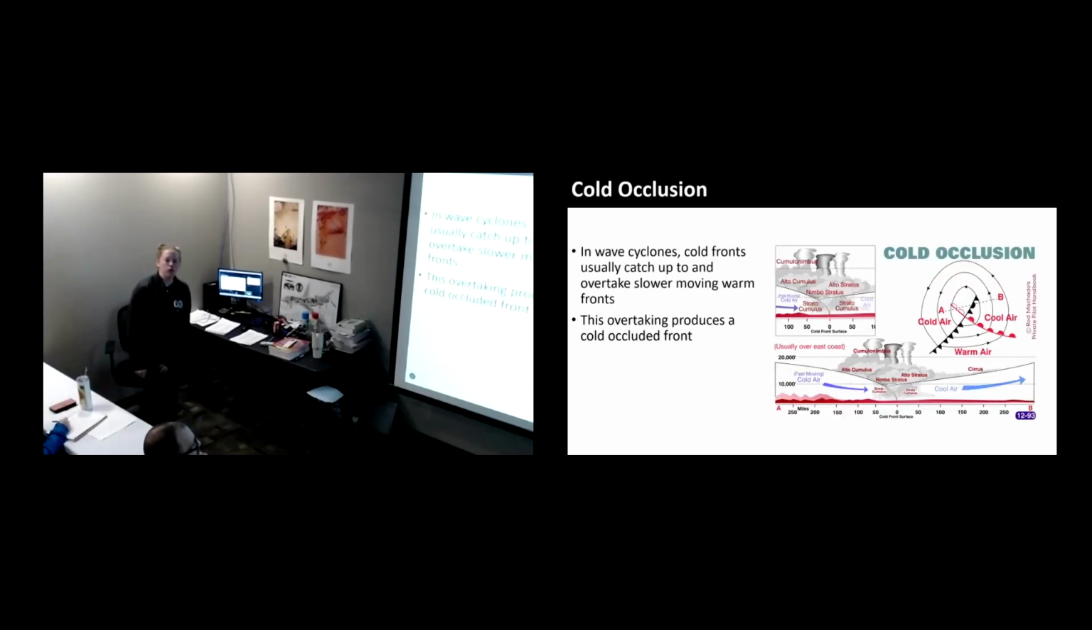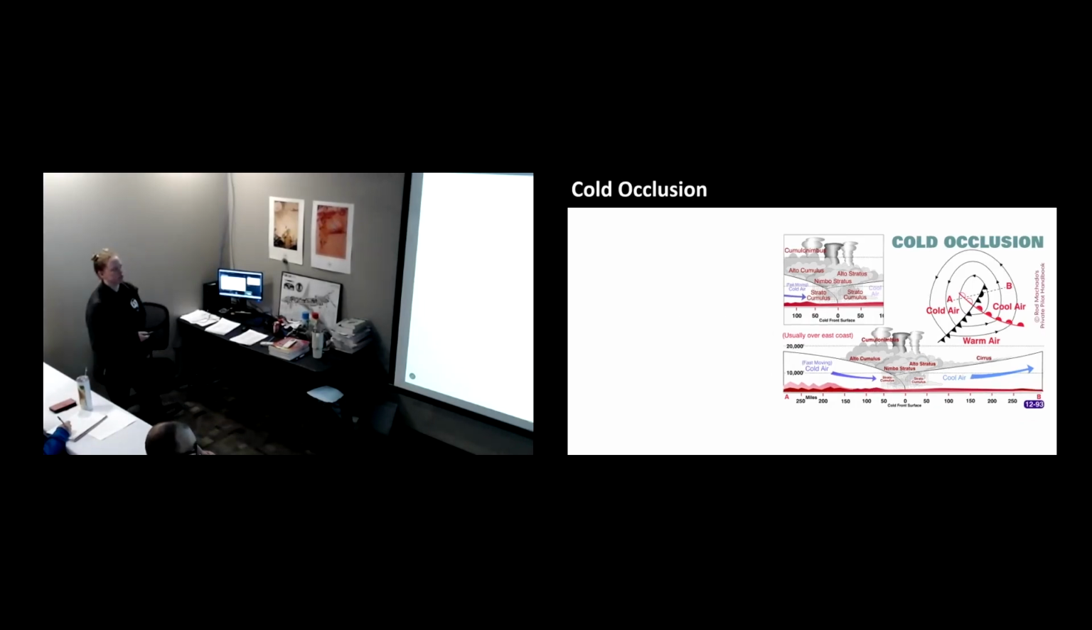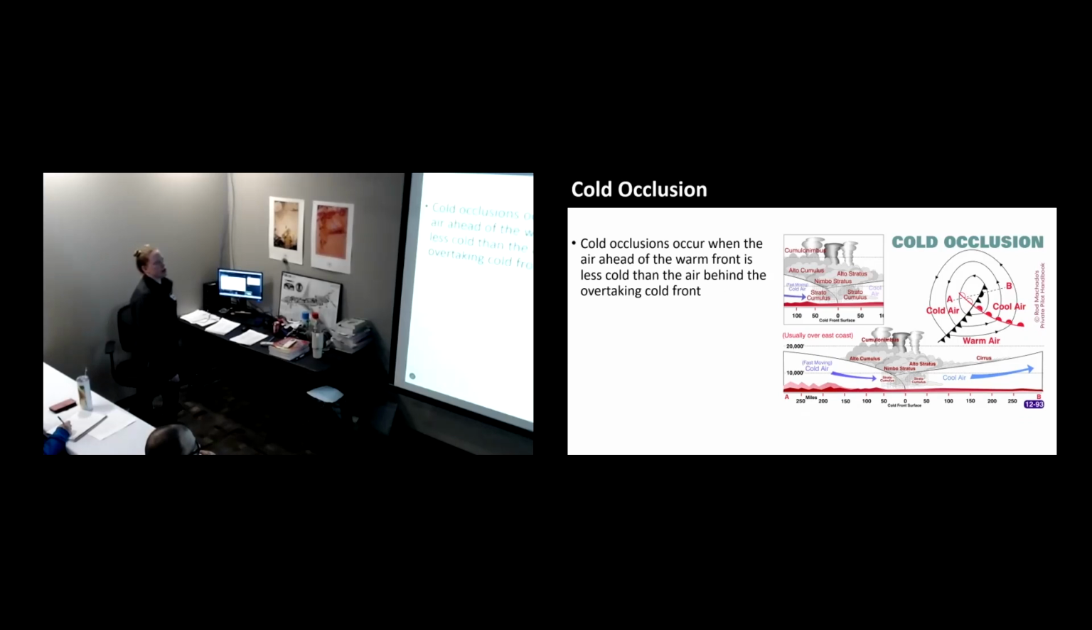A cold front occlusion. There's 4 types of fronts. It's cold, occluded, warm, and stationary. The acronym is COWS. Okay, you need to remember that that's a front. It is, right? It's in the book. Cold fronts will catch up and overtake a slower moving warm front. This overtaking is that cold front occlusion. Cold occlusions occur when the air ahead of the warm front is less cold than the air behind it and the overtaking cold front.